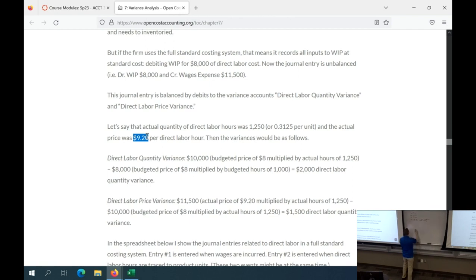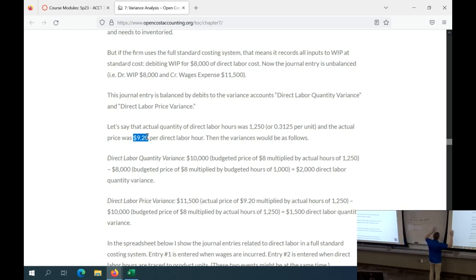Okay, so now we can get our direct labor quantity variance, and we can get our direct labor price variance. We can do it two ways. We can do it with the rectangles, and we can say direct labor quantity variance.